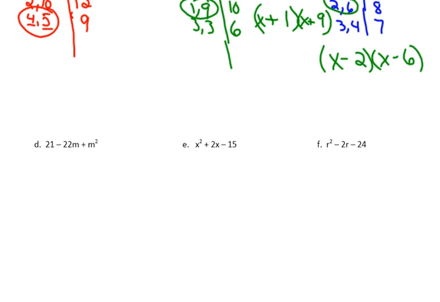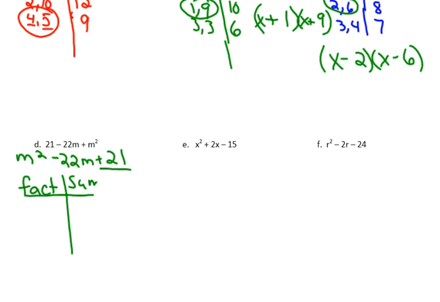So here I need to write this one in standard form: m squared minus 22m plus 21. I need factors of 21 that add, right? The sign in front of your last term tells you if they have to add or subtract. Eventually we'll get to some subtracting. So factors of 21: 1 and 21, 3 and 7. Get my sum: that's 22, and that's 10.